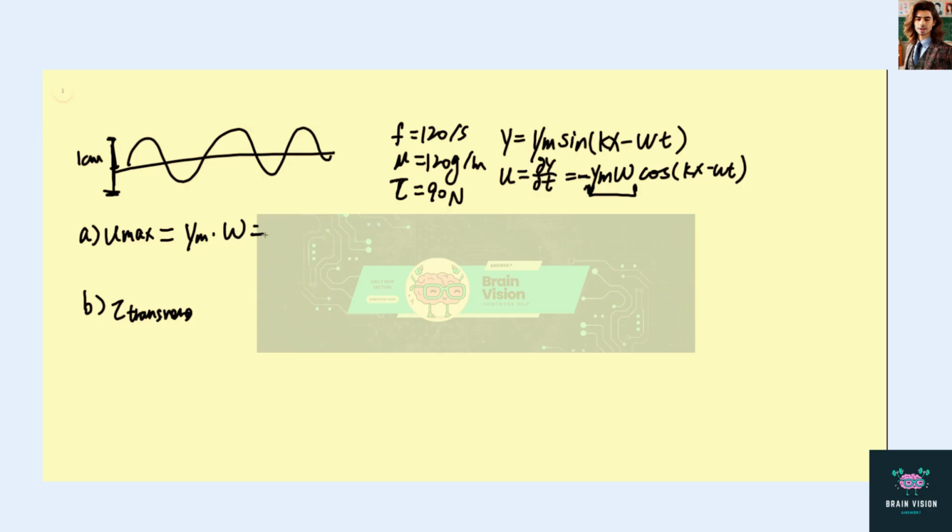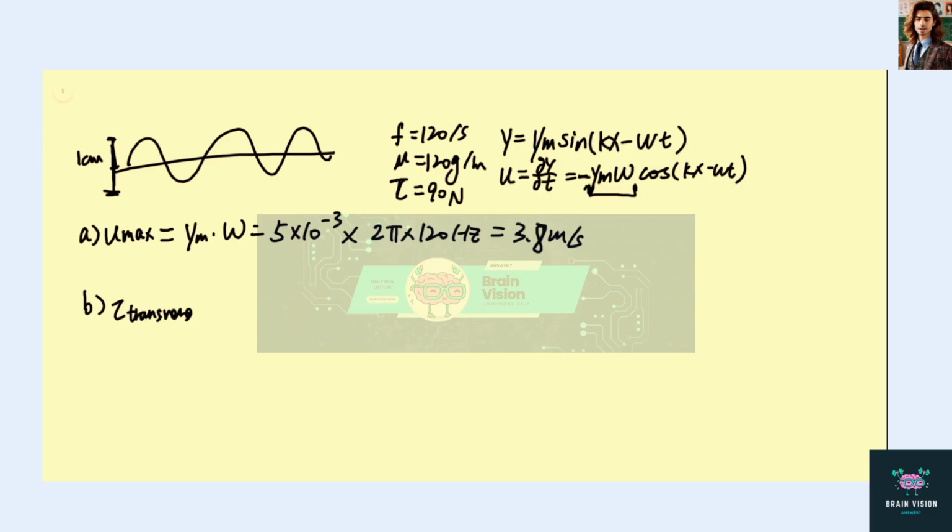Okay, in this case, we have peak to peak 1 centimeter. So the amplitude is half of that, which is 5 millimeter. We also need to know what omega is. Omega is 2 pi times frequency, which is 120 hertz. So this gives us a maximum transverse speed of 3.7 meter per second, more like 3.8.